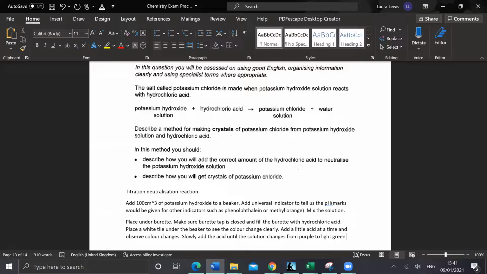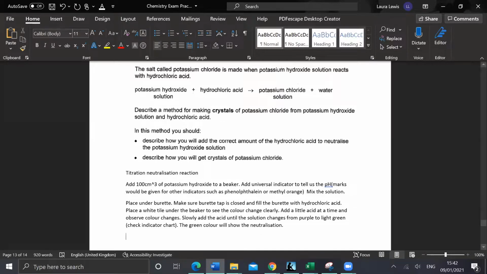Okay, so I'm basing it on what I've written about. So check the indicator chart. The green color will show the neutralization. Okay, right. So we've got one bit done.